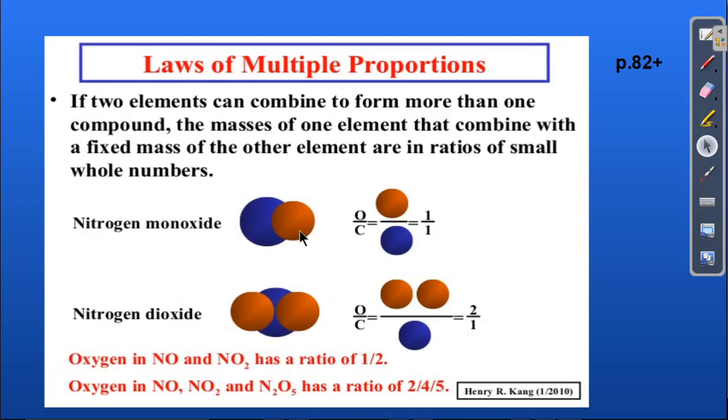Nitrogen, nitrogen, oxygen, oxygen. So both of them have chemically the same kind of atoms. But nitrogen monoxide only has one atom of oxygen, while nitrogen dioxide has two. The fixed atom is the nitrogen. Both of them only have one. That's called the fixed atom because it's the same in both molecules. What's different? The number of oxygens.